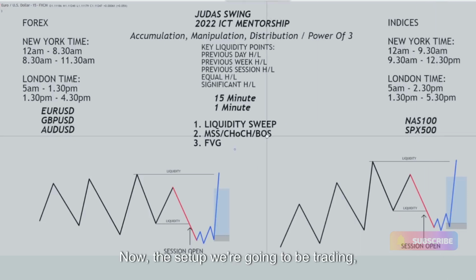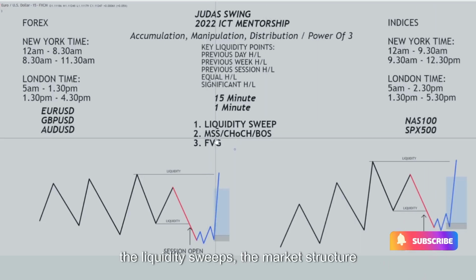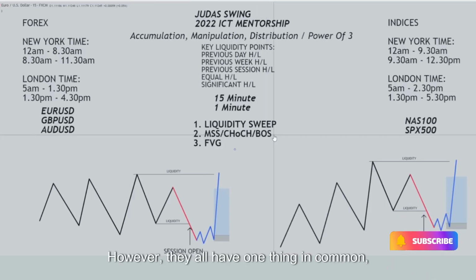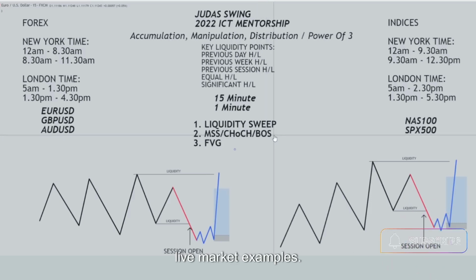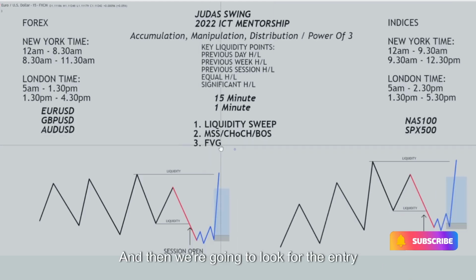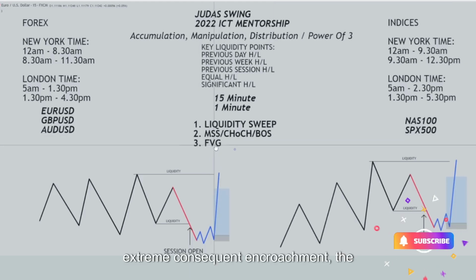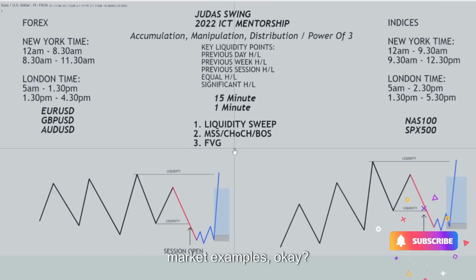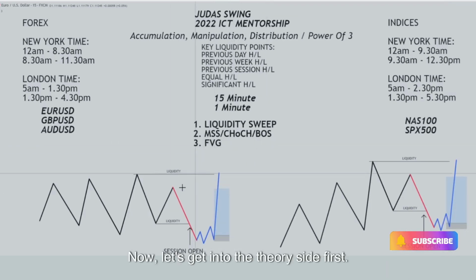Now, for the setup, we're going to be trading the liquidity sweeps, the market structure shift, change of character, and break of structure. This is essentially all the same thing. However, they all have one thing in common, which I'm going to share with you in the live market examples. And then we're going to look for the entry at the fair value gap, extreme consequent encroachment, or the earliest fair value gap, which one? I'm going to show you that also in the live market examples. Now, let's get into the theory side first.